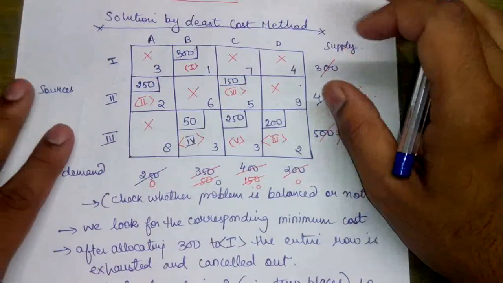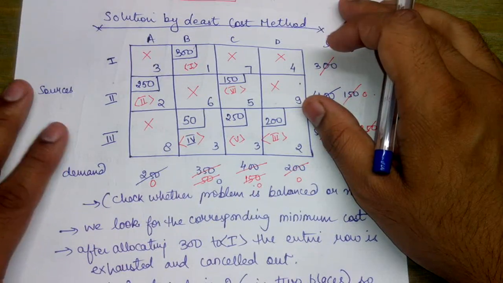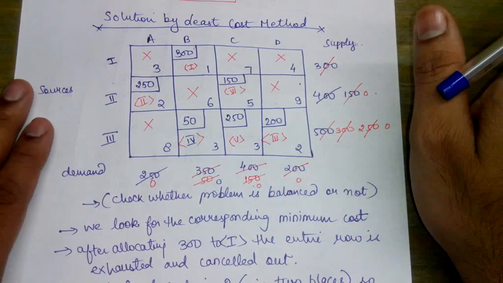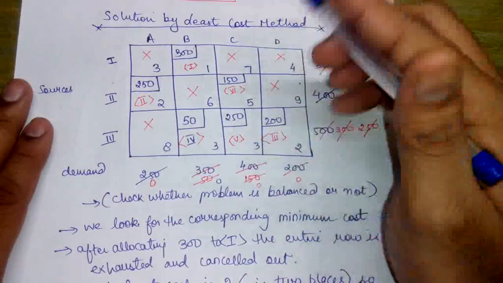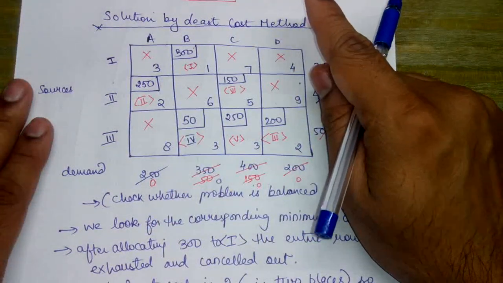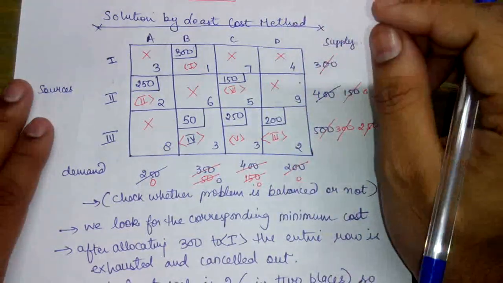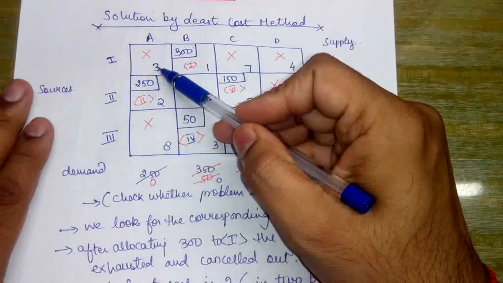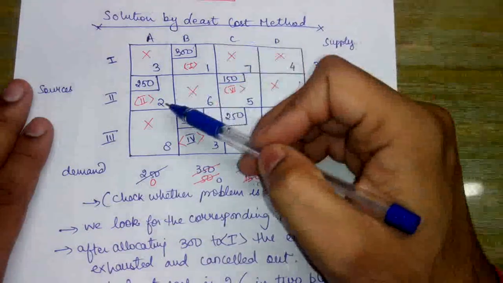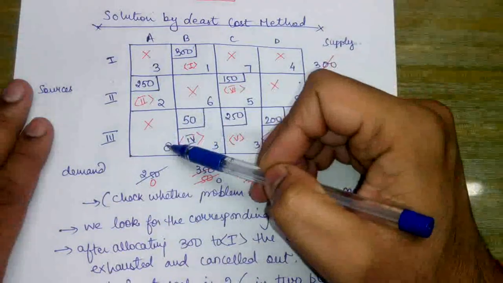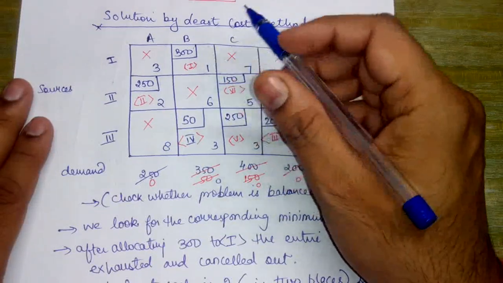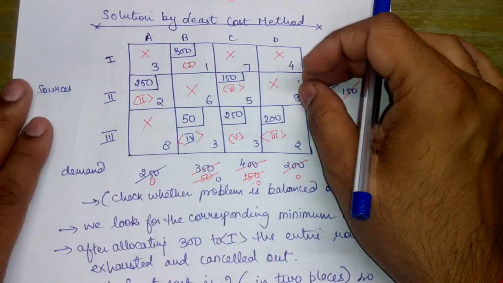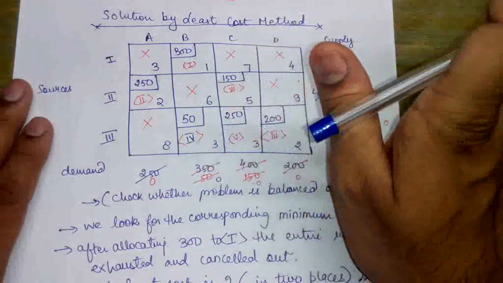Now we switch over to the second method, that is the solution by the least cost method. Here what we are going to see is, we are first going to look at the cell which is having the least cost. So the least cost is corresponding to this cell. The cell which is having the least cost will be allocated first.